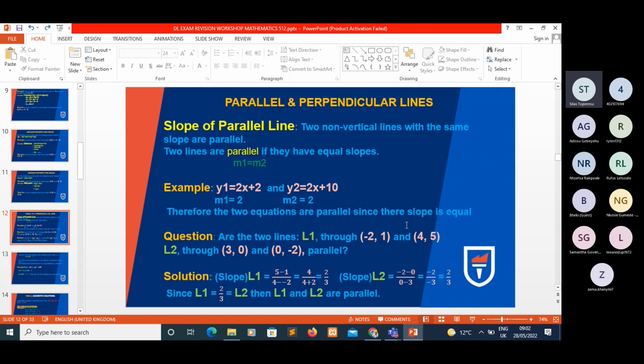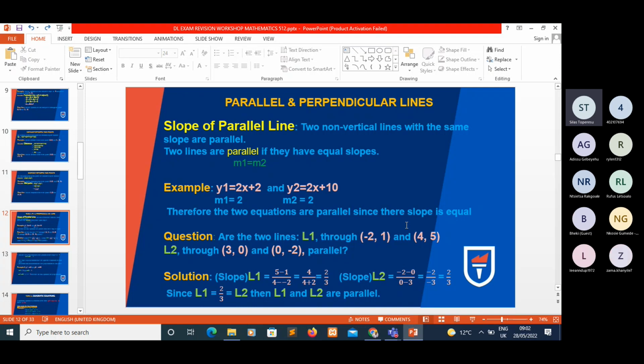Okay, so the next thing that we want to talk about is parallel lines and perpendicular lines. How do you determine whether 2 lines are parallel or perpendicular? You should know what parallel lines are and what perpendicular lines are, because you might encounter a question giving you 2 lines and asking whether these 2 lines are parallel or perpendicular. Then you need to judge them. How do you check whether 2 lines are parallel or perpendicular?